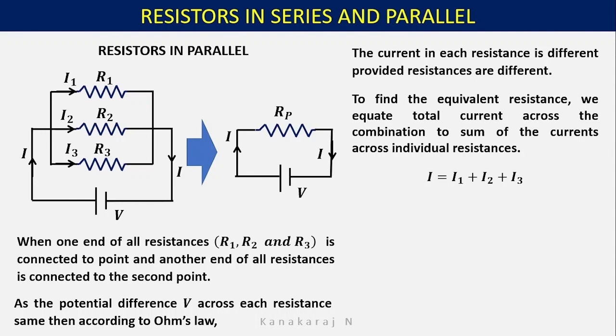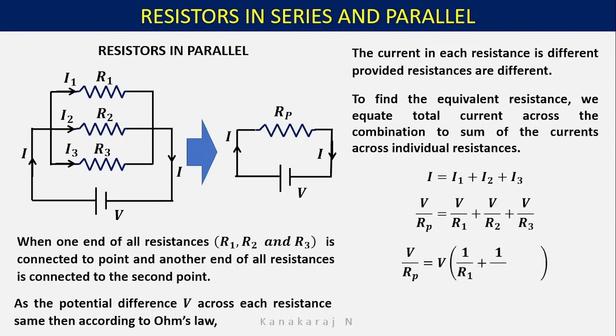So let us substitute. What is I? It is V by Rp. What is I1? V by R1. What is I2? It is V by R2. What is I3? V by R3. We are using Ohm's law here. As the potential difference across all the resistances is the same, correct? The V on the left hand side and right hand side get cancelled. So we get 1 by Rp equals 1 by R1 plus 1 by R2 plus 1 by R3.